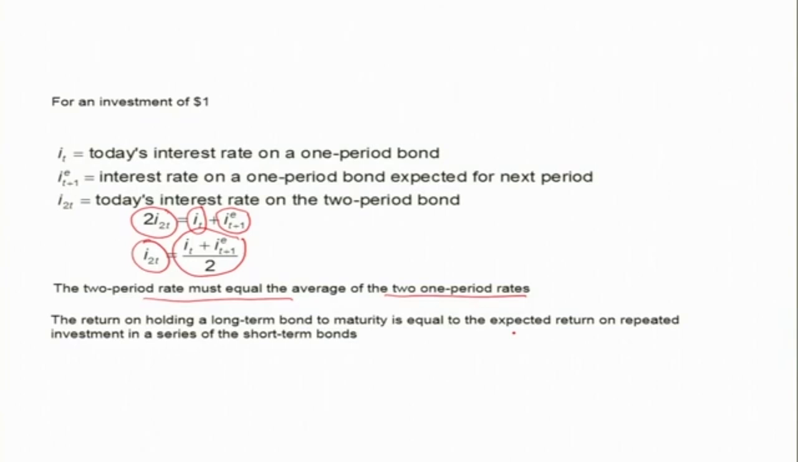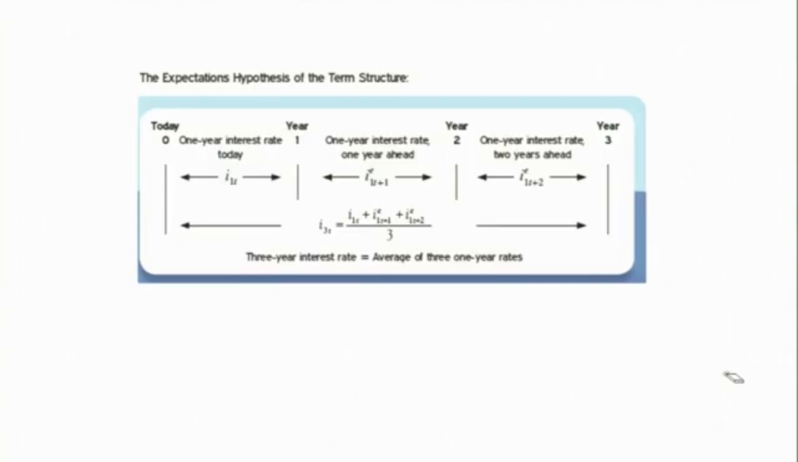So in this case, if the interest rate on the 1 year bond in the second year is higher than the short term rate, then when you plot it, you will get an upward sloping yield curve. Further summarizing, suppose you want to expand this to a 3 year case. Here this is the 1 year interest rate for year 1, year 2 is the expectation, and year 3 is the expectation of the 1 year interest rate 2 years ahead. So you can see that the interest rate for a 3 year bond is going to be the average of these 3 1 year rates.